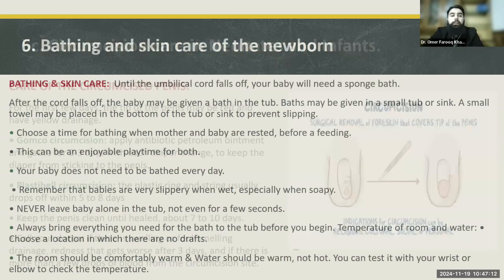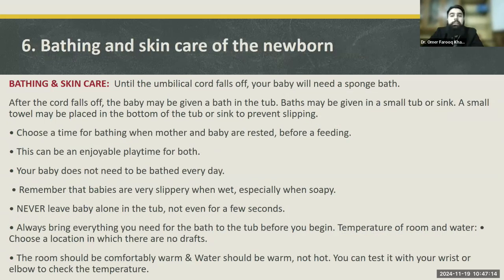Bathing and skincare. Until the umbilical cord falls off, your baby will need a sponge bath. After the cord falls off, the baby may be given a bath in the tub. Baths may be given in a small tub or sink. A small towel may be placed in the bottom of the tub or sink to prevent slipping. Choose a time for bathing when mother and baby both are rested. This can be an enjoyable playtime for both. Your baby does not need to be bathed every day. You may do it on alternate days.